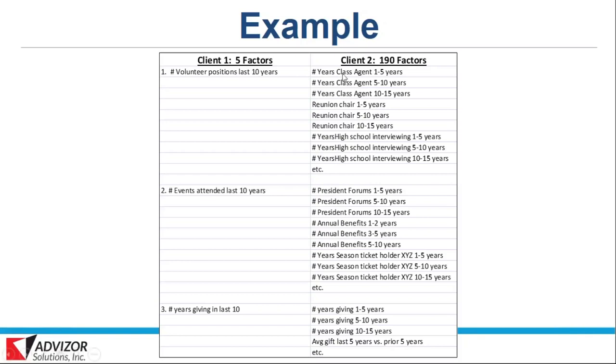Some of these things, like maybe the class A agent comes up high, the reunion chair, maybe the high school interviewing is actually negative or low. It'll spread the actual positions by their influence. Then you might want to bin these into high influence groups, medium influence groups, and maybe negative influence groups. But I wouldn't do that unless this thing on its own came out high.